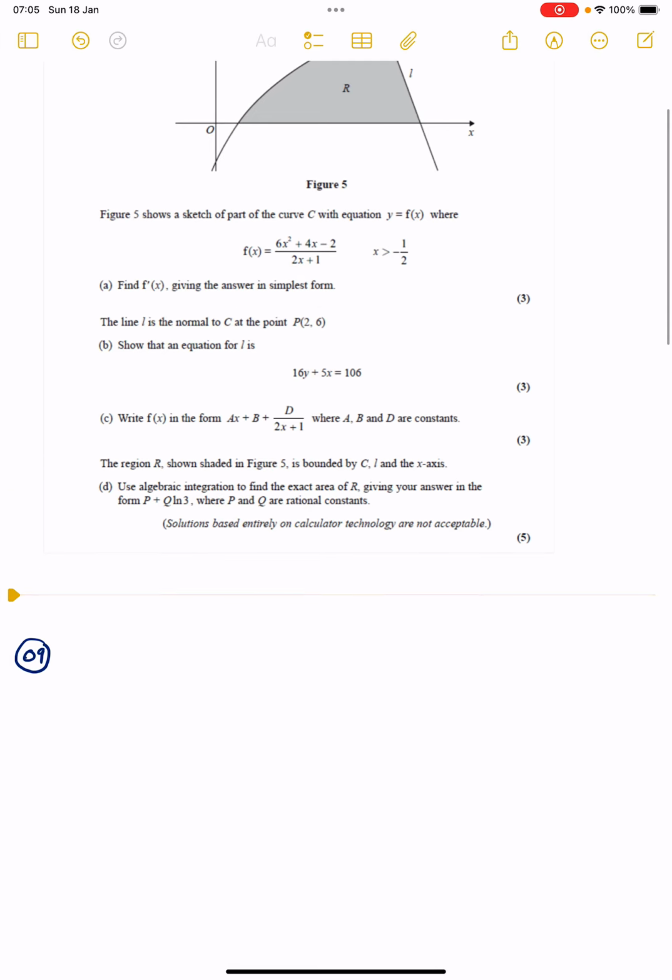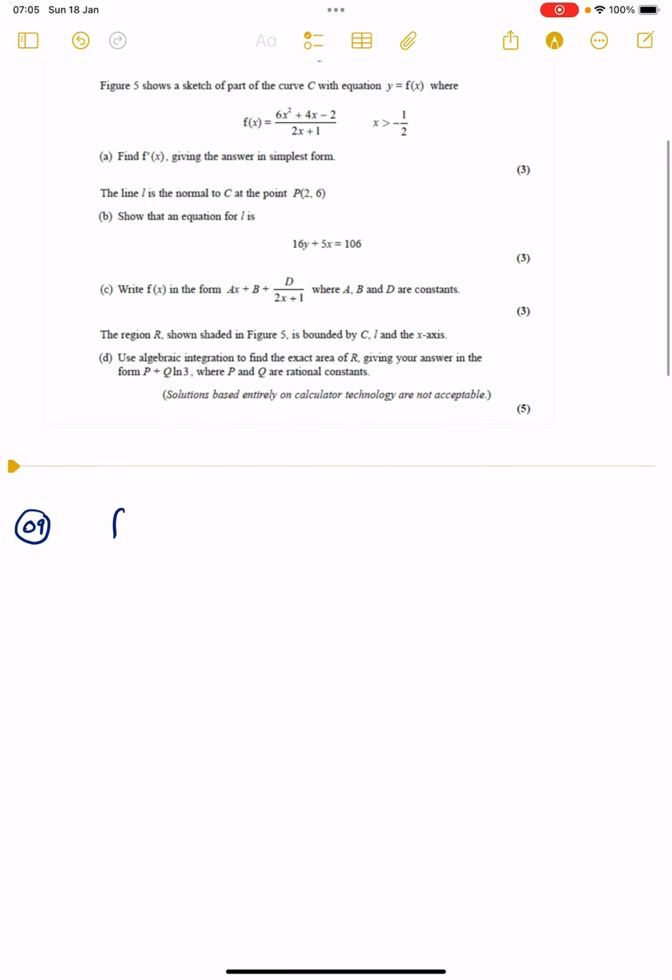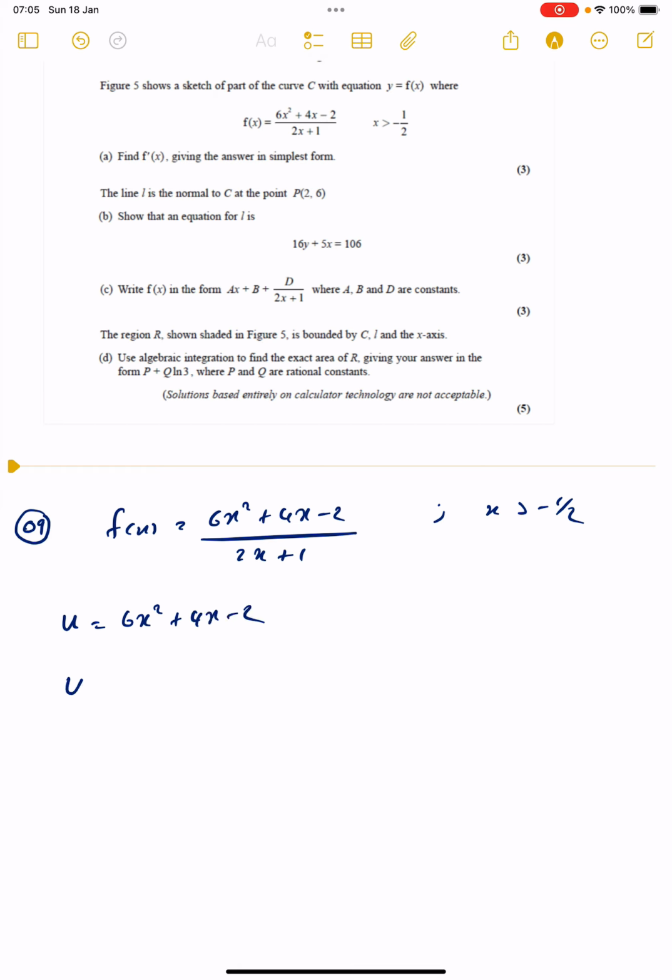Question 9. Given f(x) equals (6x² + 4x − 2) over (2x + 1) for the domain of x greater than minus half. We need to find the first derivative function, f'(x). Since f(x) is a fraction, we can use the quotient rule to differentiate this. So u equals 6x² + 4x − 2, and our u' will be 12x + 4.